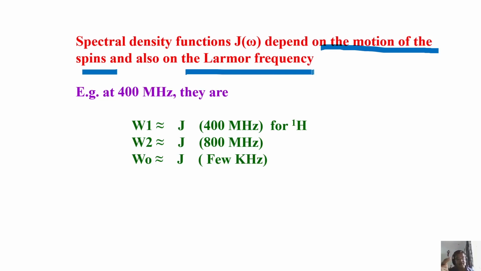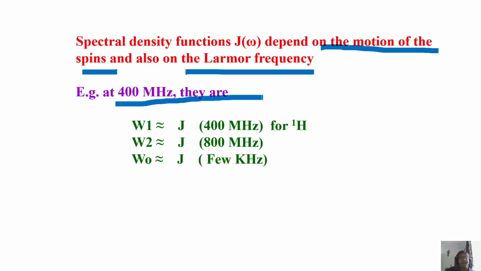Of course, I was telling you in the previous also, which is the dominant relaxation mechanism depends upon whether it is a small molecule or big molecule. I told you, in the case of small molecule, I showed which is dominant. Big molecule, slow motion, I told you W0 is dominant. Fine.